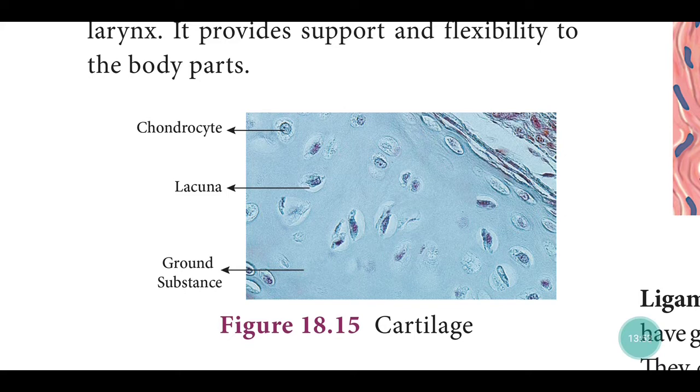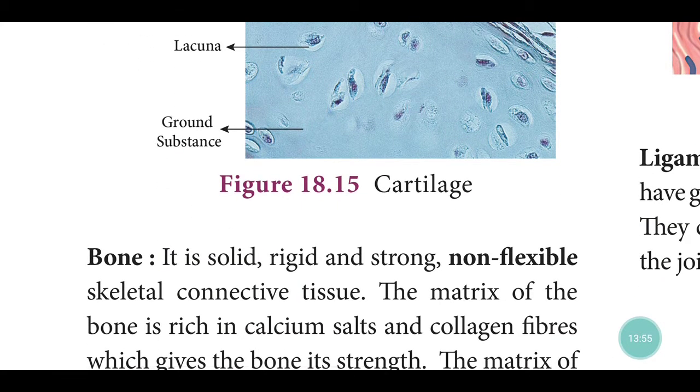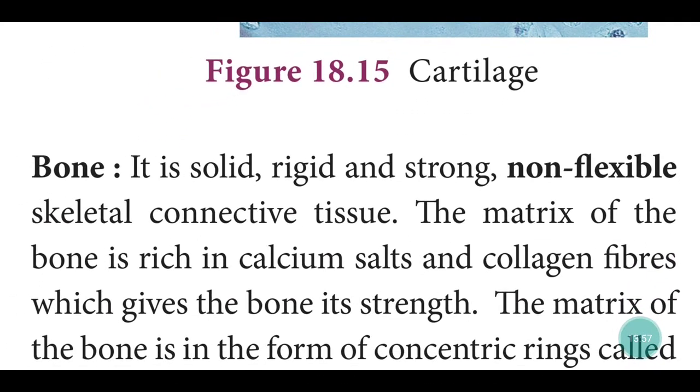lacuna, ground substance, cartilage. Next, bone. You know that it is solid, rigid, very strong, non-flexible skeletal connective tissue. The matrix of the bone is rich in calcium salts. Calcium is very essential for bone. That's why doctors, pediatricians, say we should drink milk and eat calcium-rich food. It is very good for our bone. And collagen fibers give the bone its strength.